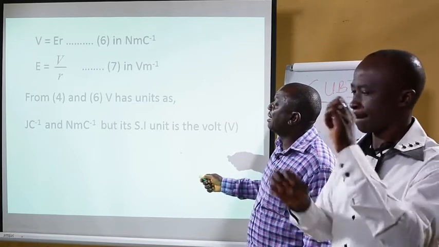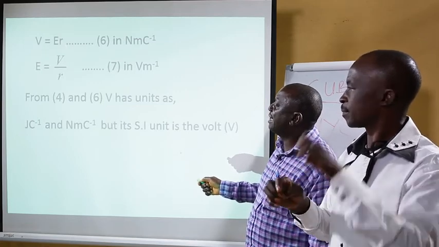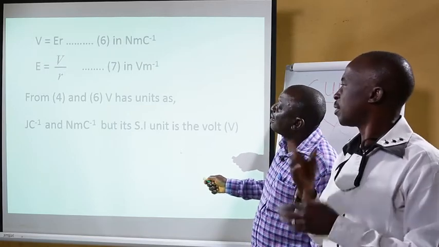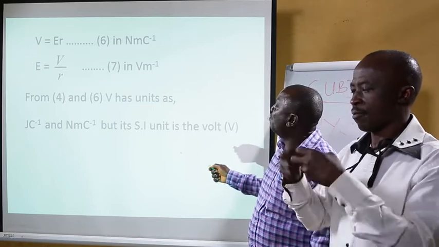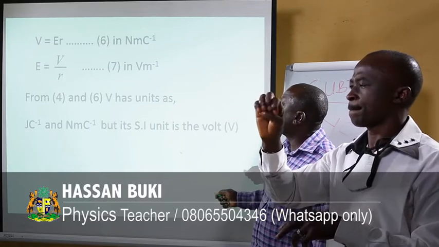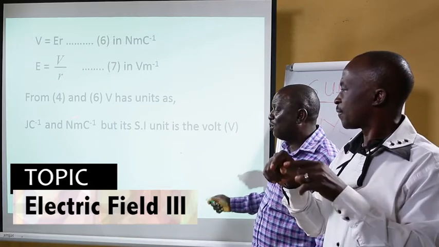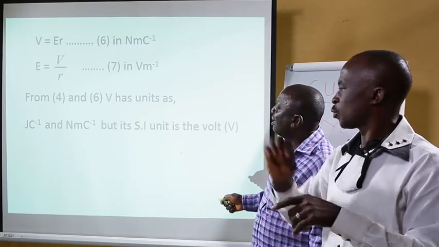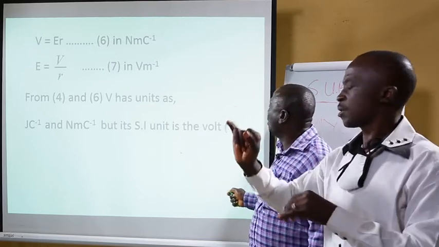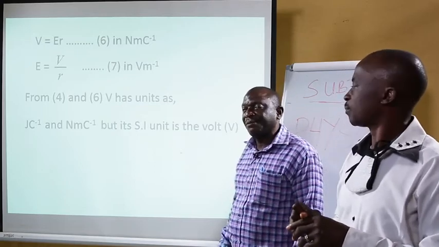Now, electric field intensity E, from here, if we make E the subject of the formula, we will now have capital E equals V over small r. And in this case, our electric field intensity will be measured in volts per meter. Now, from equation 4 and equation 6, V has units of joules per coulomb, which we've seen already, and then Newton meter per coulomb. But the SI unit of potential is volts. That is its SI unit.